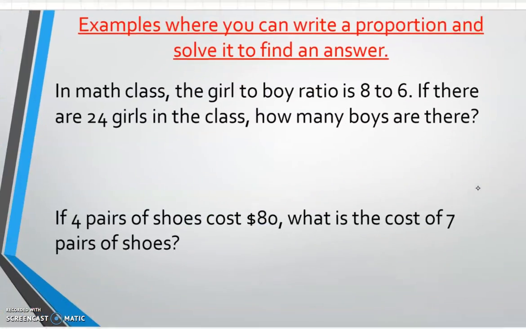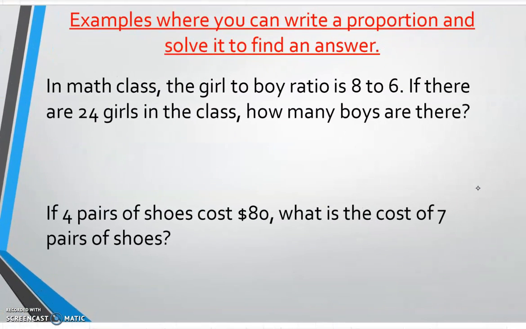And lastly, here's some examples of where you can write a proportion to solve to find an answer. So we're going to use a proportion here and solve it to find an answer. In math class, write these down. The girl to boy ratio is 8 to 6. If there are 24 girls in the class, how many boys are there? So first I'm going to start with this ratio. It's an 8 to 6 ratio of girls to boys.